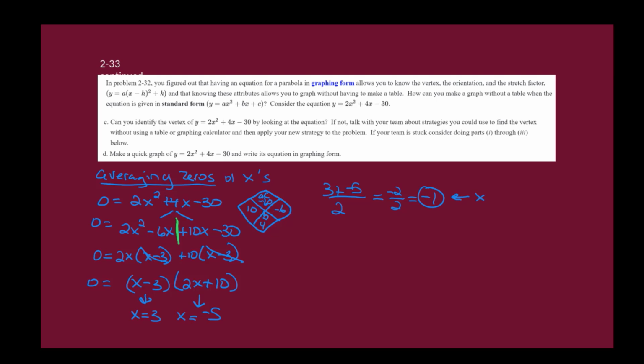This is the x of your vertex. And the only thing you have to do now is find the y of the vertex. Well, you can do that by plugging it in to the original equation. So 2 times -1 squared plus 4 times -1 minus 30. Okay? So that equals 2 times 1, so it's 2, minus 4, minus 30. That equals -32. So this is the y of our vertex.